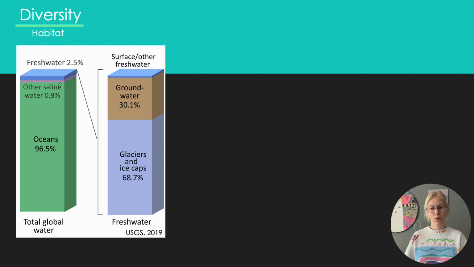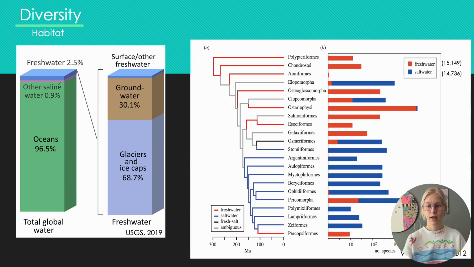Researchers Vega and Wiens in 2012 used phylogenetics to investigate the diversity of actinopterygian or ray-finned fishes in salt versus freshwater habitats to determine their implications for explaining this overall disparity between the diversity on land versus sea. And interestingly, they found that there was no difference in the number of species in freshwater habitats versus saltwater. And you can see that here in the top right of this figure, that freshwater fish comprise over 15,000 species and saltwater just under.